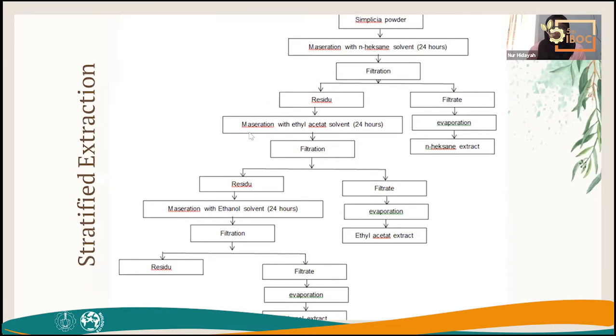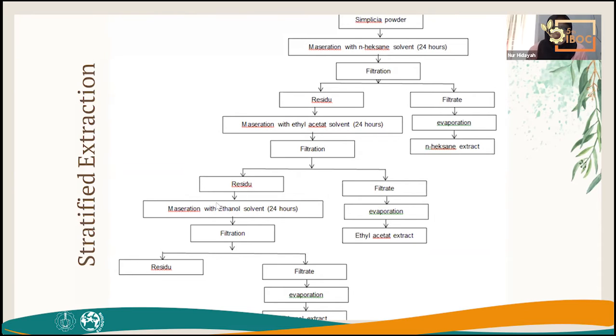And this is the scheme of the stratified extraction, where the Simplicia powder is macerated with the N-hexane solvent for 24 hours, and then we filter to get the residue and the filtrate. The filtrate, we evaporate with the rotary vacuum evaporator to get the N-hexane crude extract. And the residue, we macerate again with the ethyl acetate solvent for 24 hours.